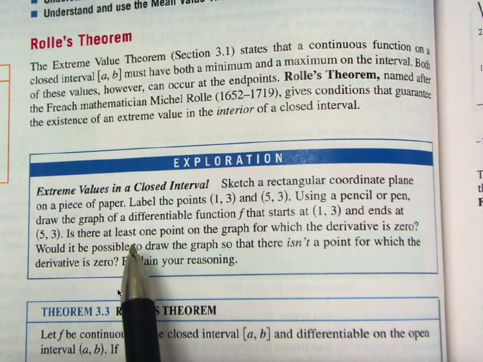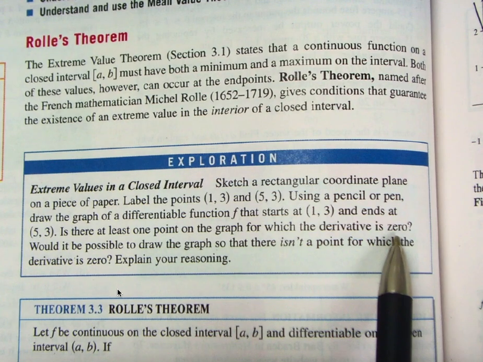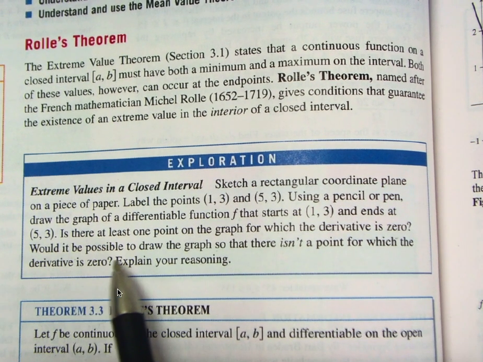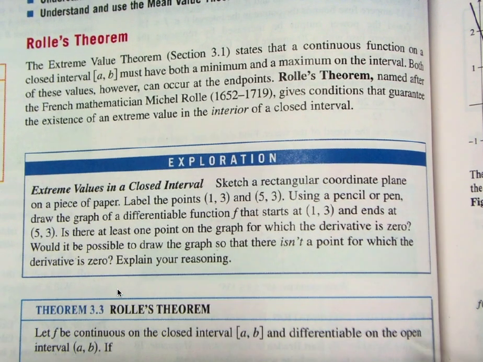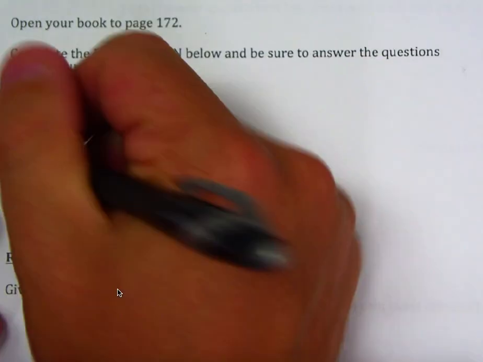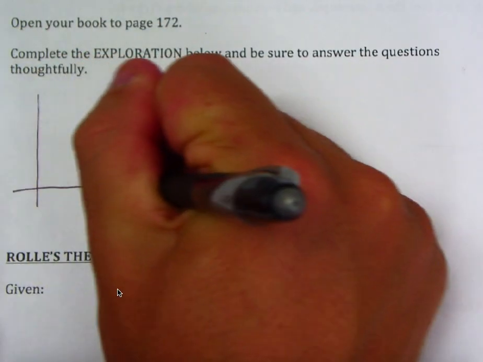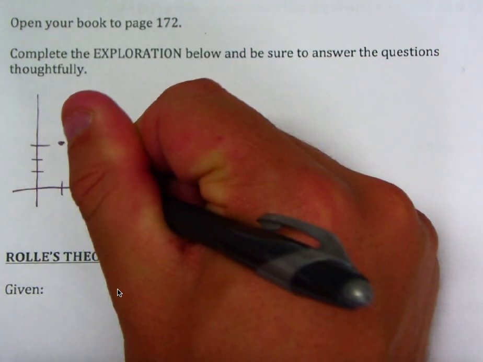Is there at least one point on the graph for which the derivative is 0? So the slope of the tangent line is 0. Would it be possible to draw the graph so that there isn't a point for which the derivative is 0? Explain your reasoning. So I'll kind of show you what this exploration is getting at here. It says draw a coordinate plane. So I'll go ahead and do that. It says label them 1, 3 and 5, 3.